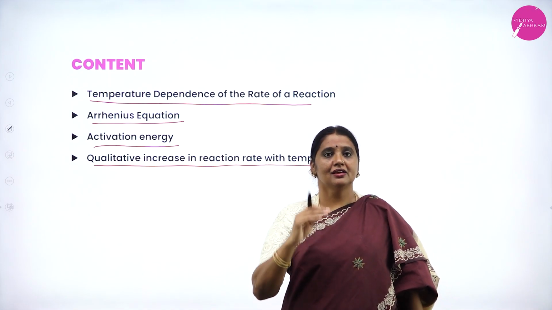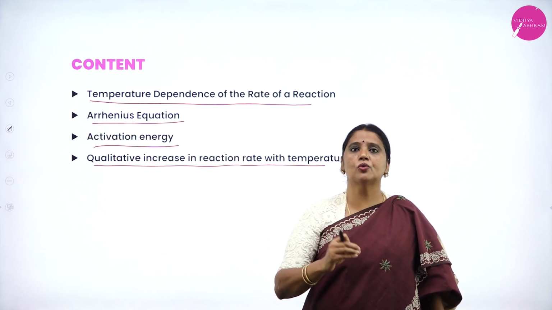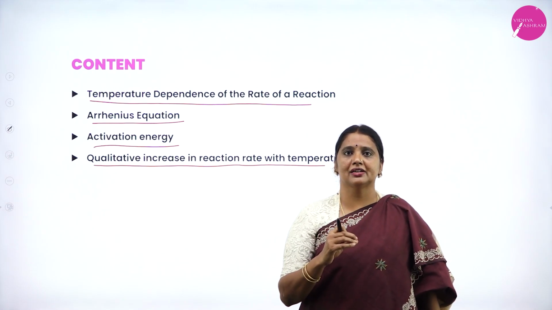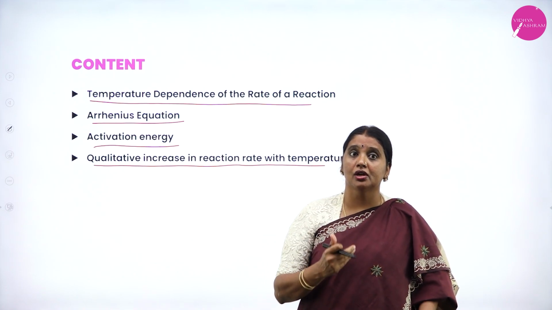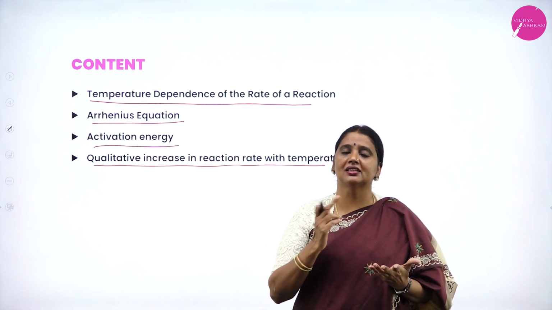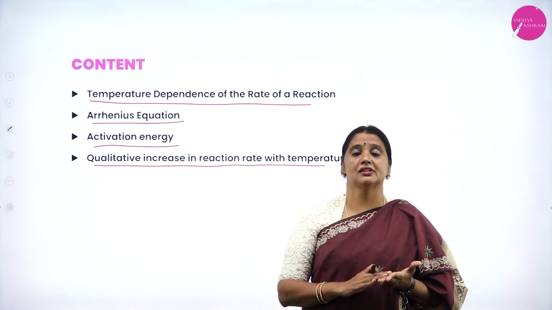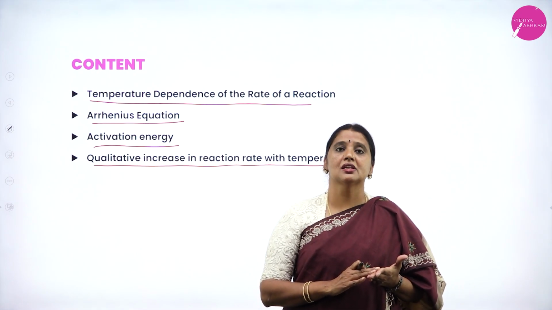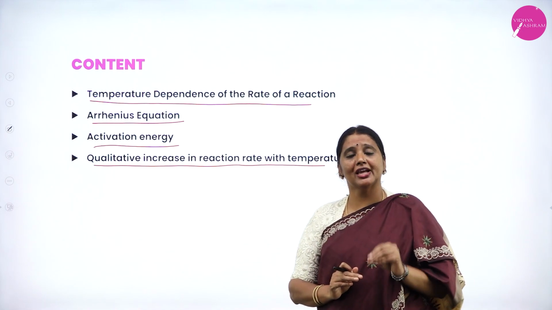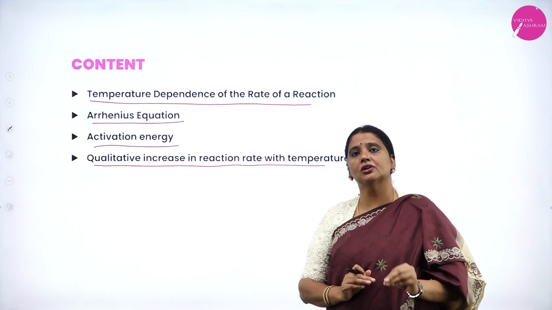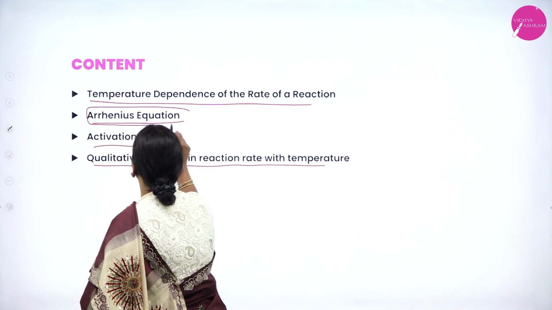Mainly in this session, I am going to explain how the factor temperature affects the velocity of a chemical reaction. If you want to increase the velocity or rate of a chemical reaction, you have to apply so many factors. Among them are concentration, pressure, catalyst, nature of reactant, physical state of reactant, and the very important factor, which is temperature. Today in this session, I am going to explain the effect of temperature on the rate of reaction, and one more thing, one new equation.